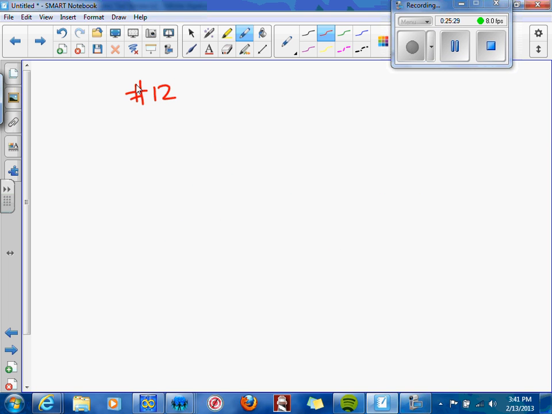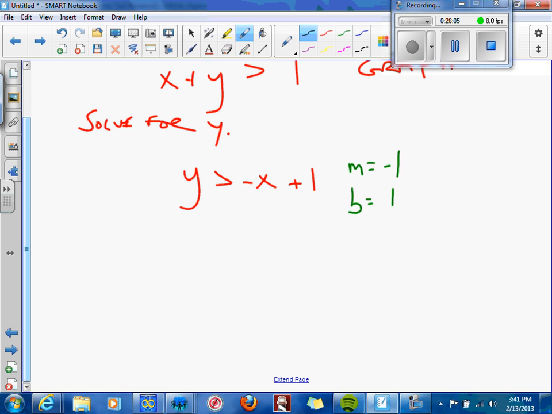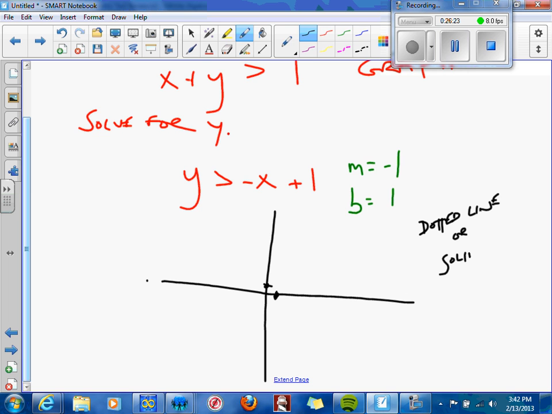X plus Y is greater than 1. Right. Okay. Going to subtract X from both sides, right? So the slope is -1 and the y-intercept is 1. Are you cool? So my little graph here, start at 1, and the slope is down 1 over 1. Closed, dotted line or solid? Right, it's dotted line because it's strictly greater than. There's no or equals to. So my line is going to be dotted.